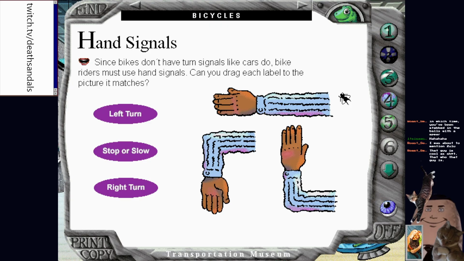Hand signals. Since bikes don't have turn signals like a car, I actually have no idea what these bike signals are. Can you label the picture? We get heaps of bike riders around, and they're usually wankers about it. Like, they're meant to ride in single file, but none of them ever do. They literally take up a whole lane on the road.